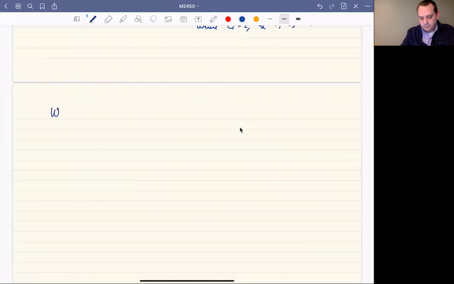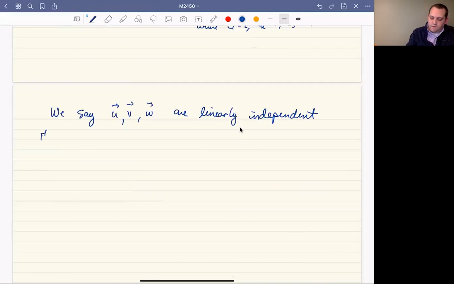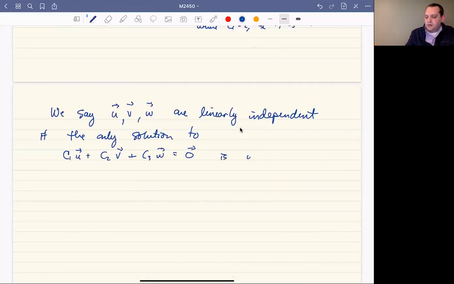We say that the vectors U, V, and W are linearly independent if the only solution to that equation, C1U plus C2V plus C3W equals the 0 vector, is when all of the constants are 0. So that's only going to happen when C1, C2, and C3 are all 0. If that's the case, then the vectors U, V, and W are said to be linearly independent.